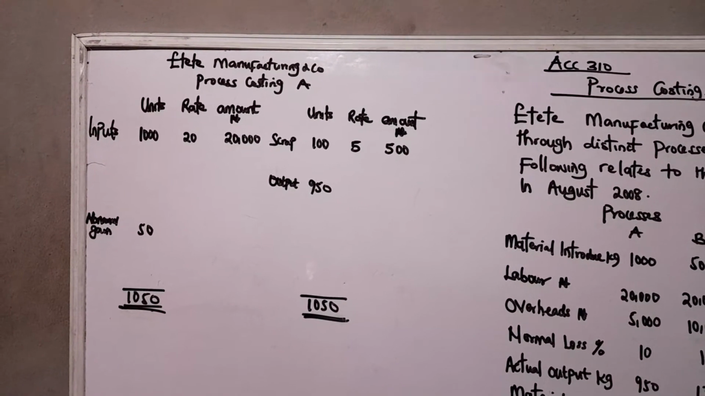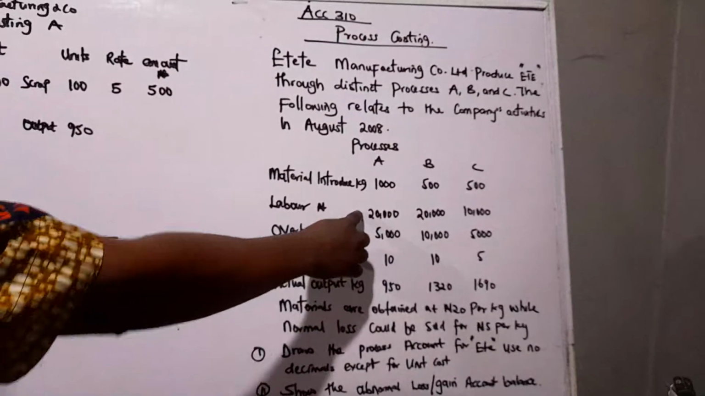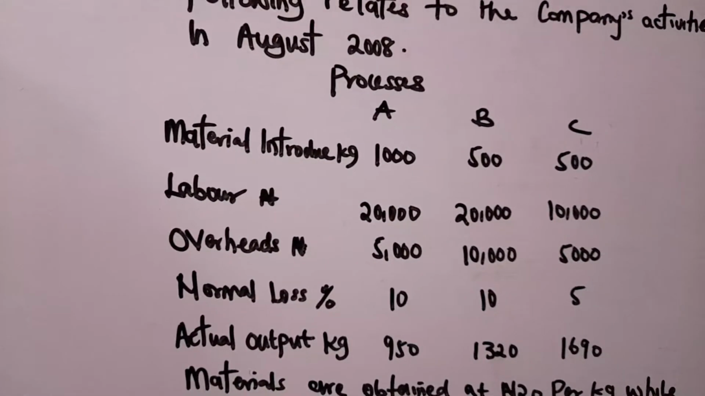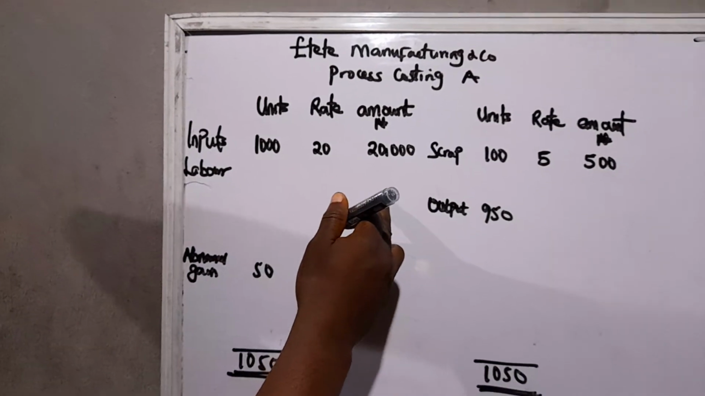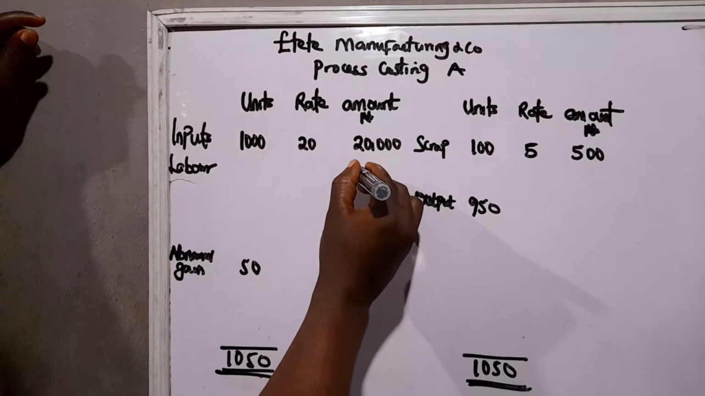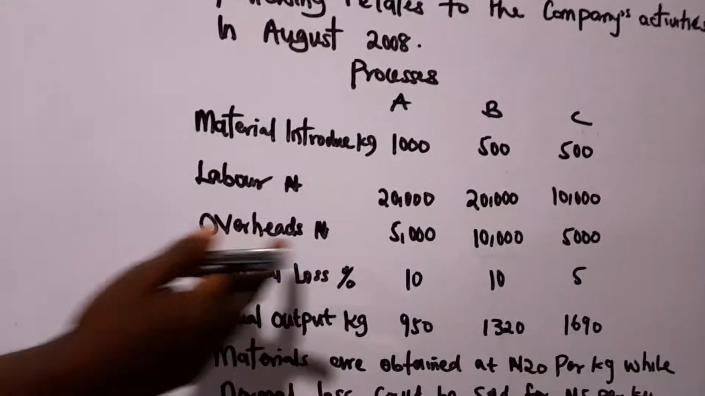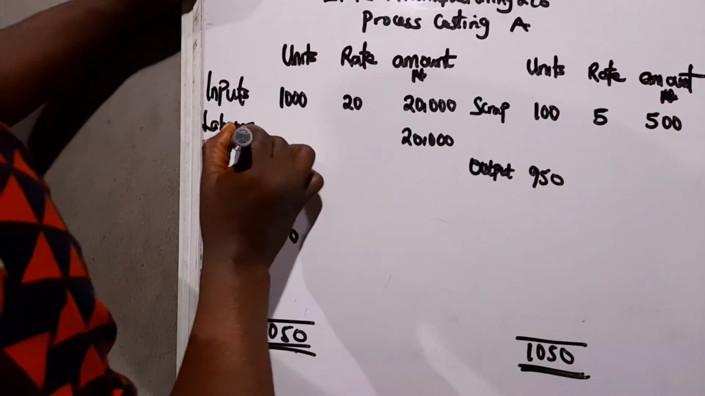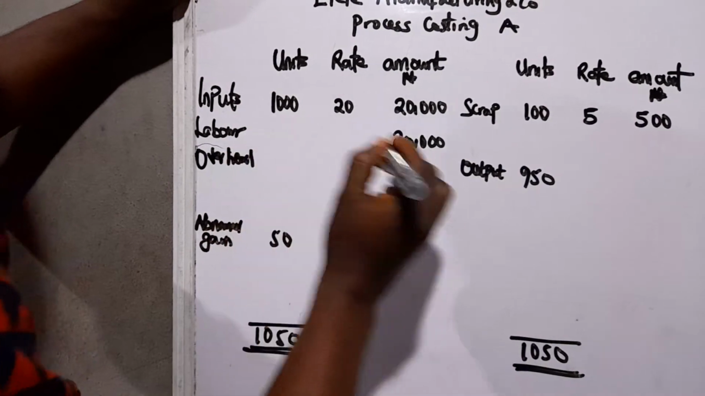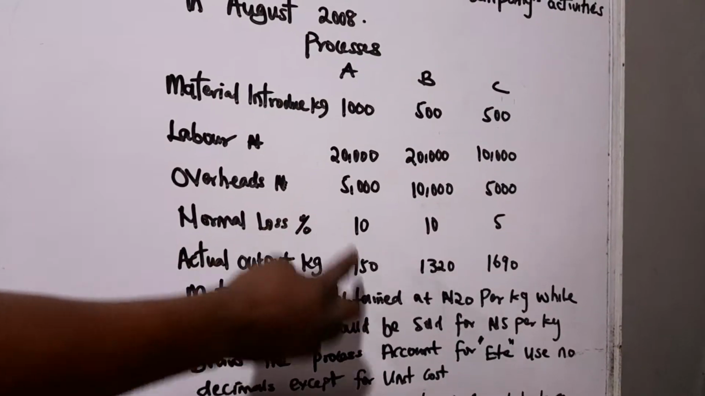So the next thing is to input the other details we have. Let's start with labor. Labor is 20,000. This will come under cost. What next again? Overheads is 5,000, also under cost. What other things do we need there? Okay, that's all. We've done normal loss, we've done output.